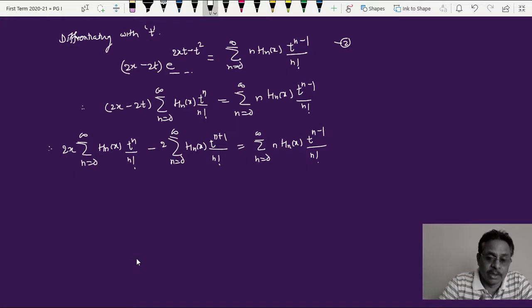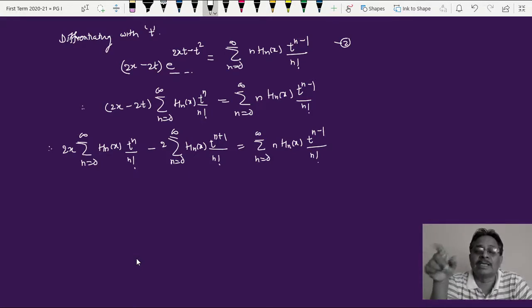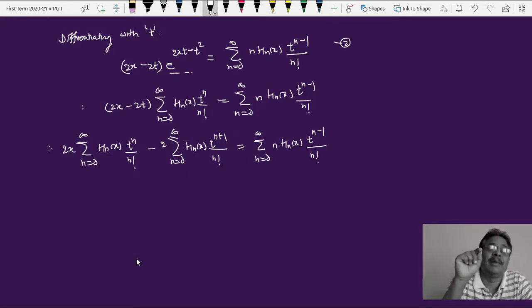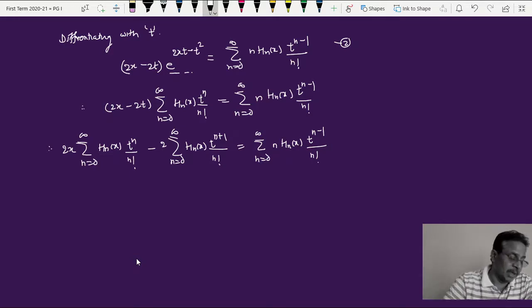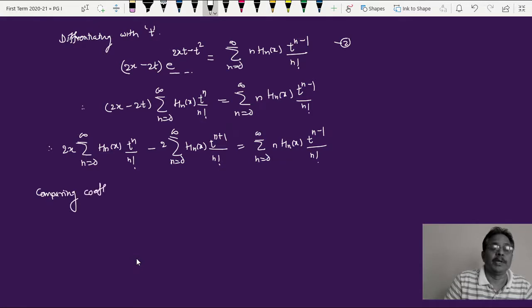Now what we have to do, I have to look that each power in each term will be t raised to n upon n factorial or t raised to n. So equating the power of t raised to n, for that I have to make a change in the second term on the left hand side as well as first term on the right hand side. So in the second term I have to replace n by n minus 1, then I'll get t raised to n. In the last term on the right hand side I have to replace n by n plus 1, then I'll get t raised to n. So accordingly making these changes. So right here comparing coefficients of t raised to n.